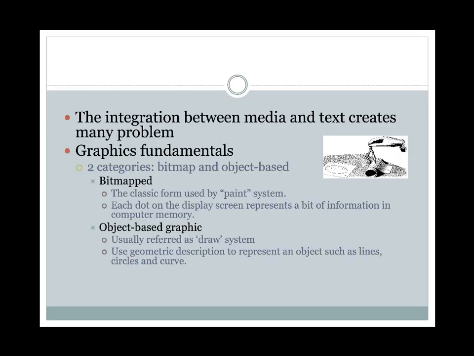So the integration between media and text usually creates many problems, especially about the graphic fundamentals, whether you want to use the bitmap or you want to use the object-based graphic. So the bitmap is quite an old school format of an image or graphic, while the object-based graphic uses geometric description. For example, they are using things like lines, circles, and curves.